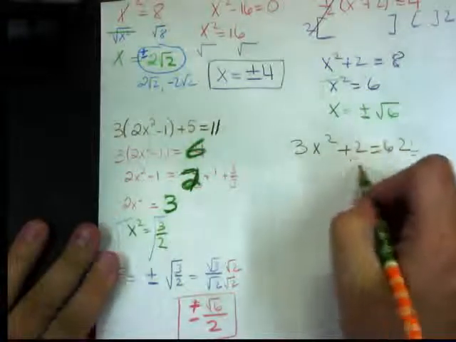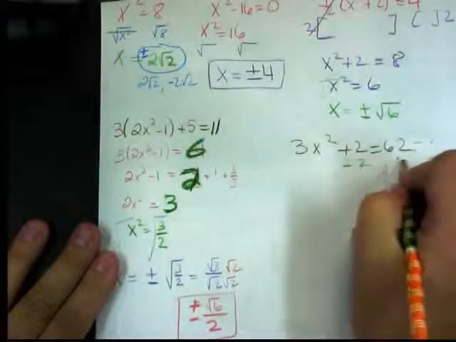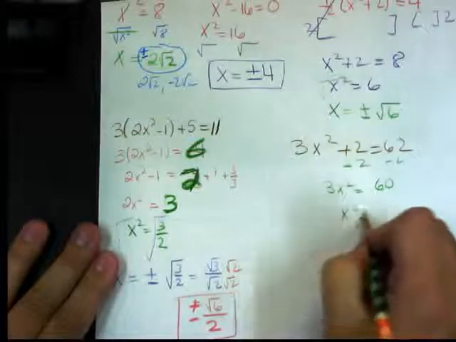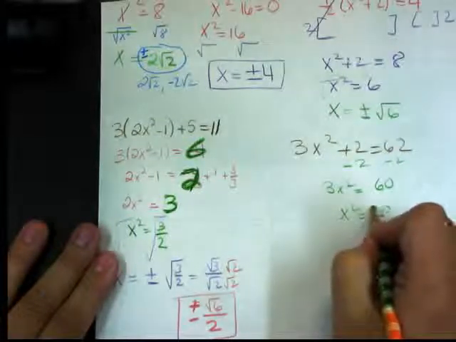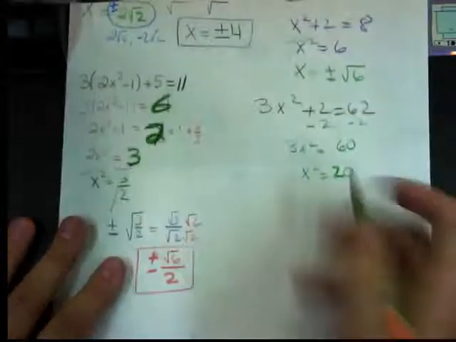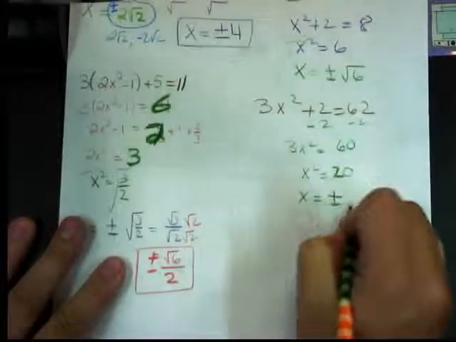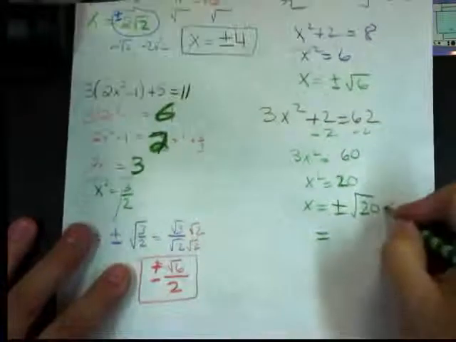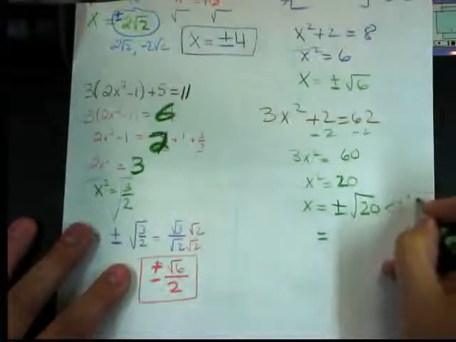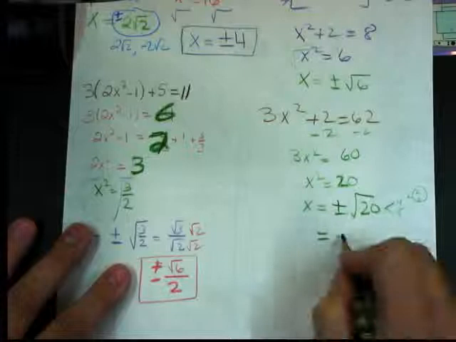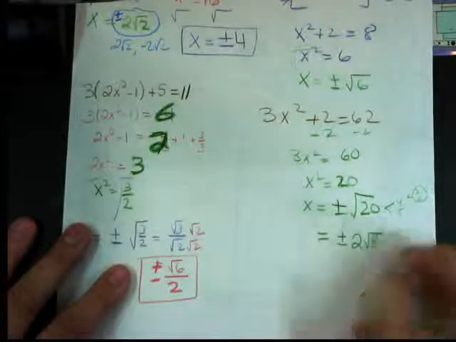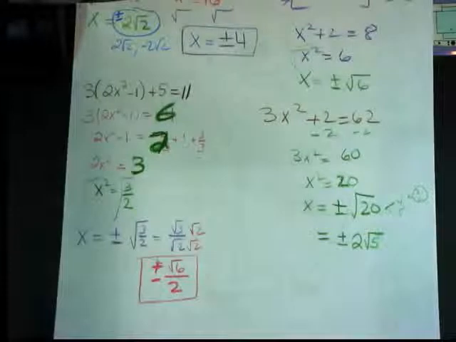All right, when you come back, we're going to subtract 2 from both sides, so we get 3x squared is 60. We're going to divide by the 3 and get 20. When I square root, I get plus minus the square root of 20. And hopefully we know 20 can be simplified to our 4 and 5, which gives us a pair of 2's. So plus minus 2 square root of 5.